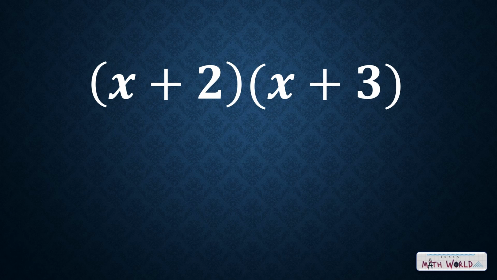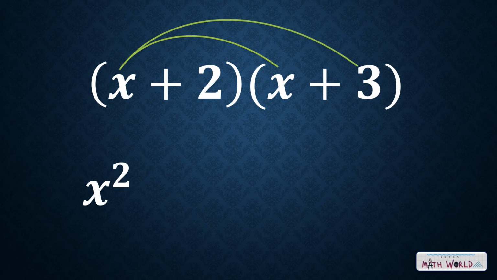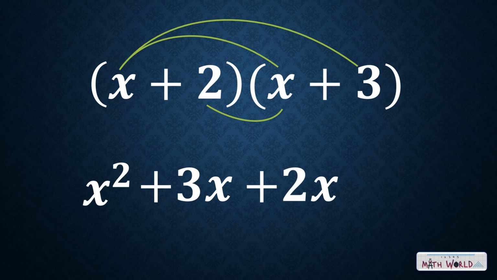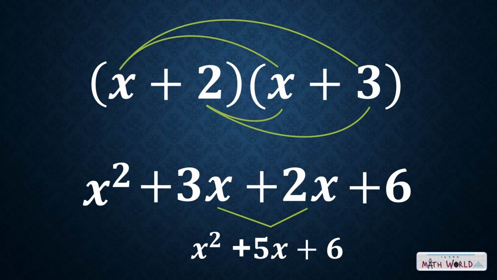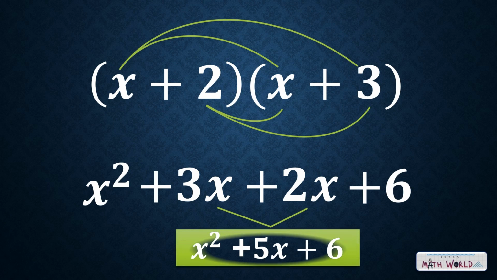So, x times x is x to the second power. x times 3 is 3x. 2 times x is 2x. And 2 times 3 is 6. Now we add these terms together, which gives us x squared plus 5x plus 6.